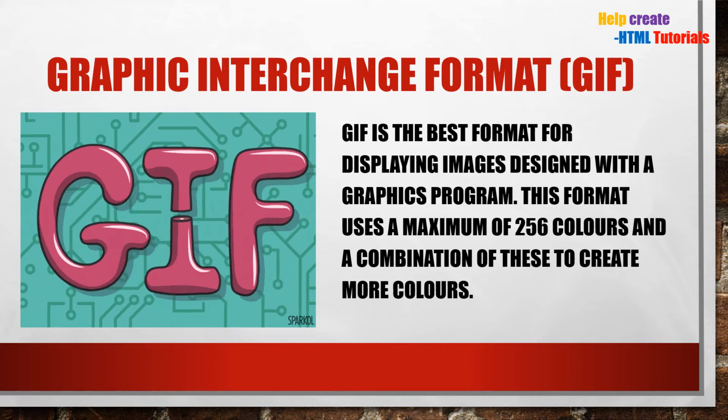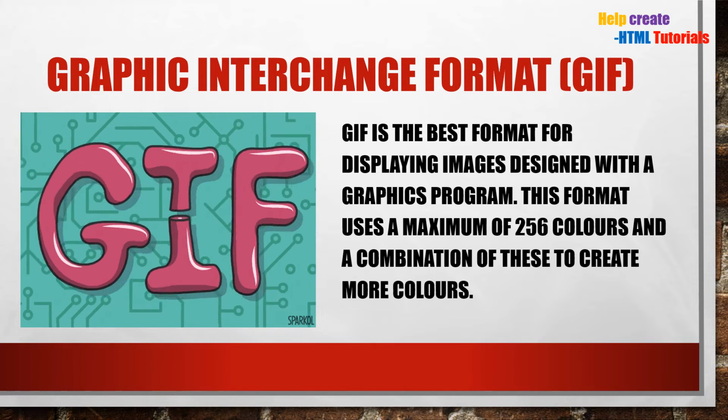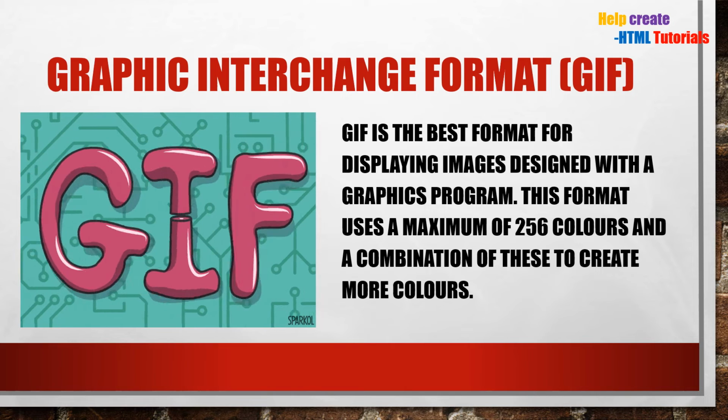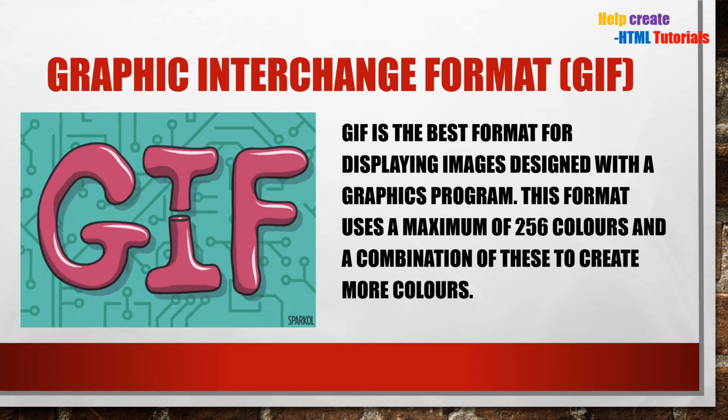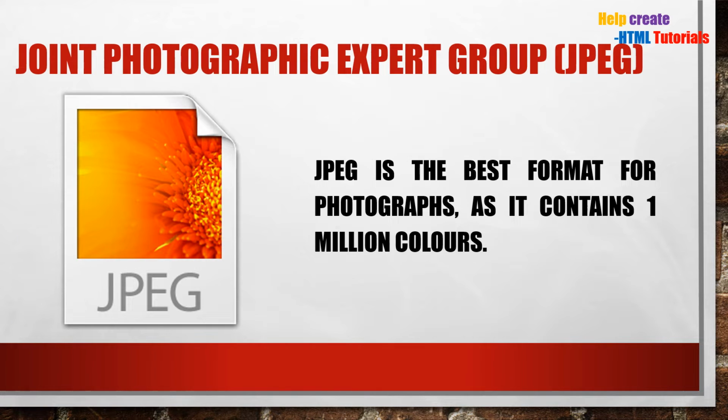Number one, Graphic Interchange Format, which is GIF. GIF is the best format for displaying images designed with a graphic program. This format uses a maximum of 256 colors and a combination of these to create more colors. Then we have Joint Photographic Experts Group, JPEG. JPEG is the best format for photographs as it contains 1 million colors.